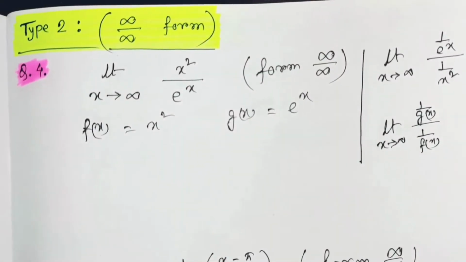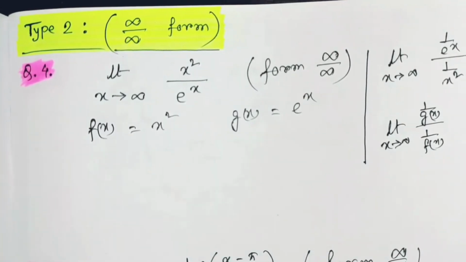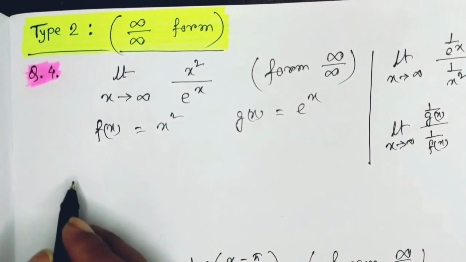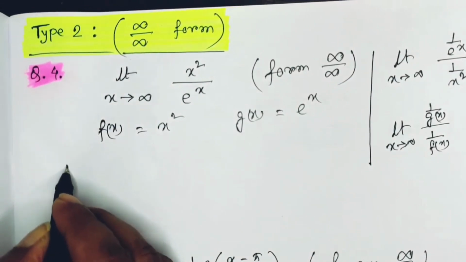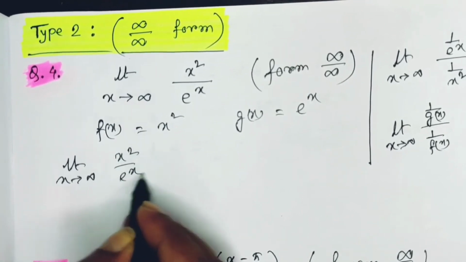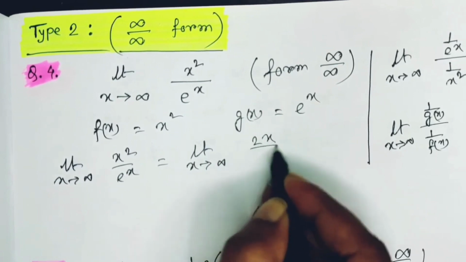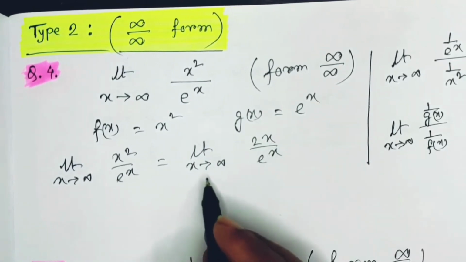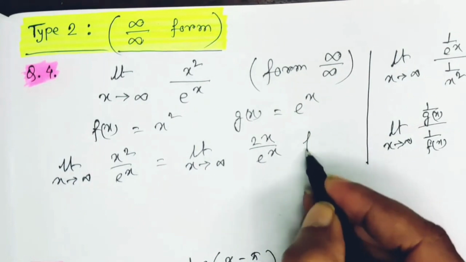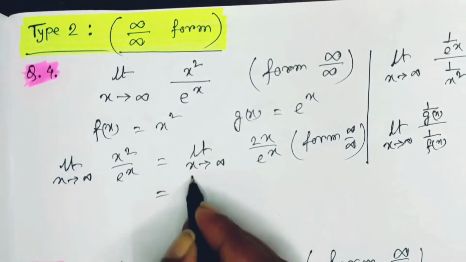So I told you that if the form is infinity by infinity, then we will do the same process. No change is required. That means it is not at all required to convert it into the 0 by 0 format. So if we do so, then here we shall find the limit x tends to infinity of x square divided by e to the power x. We take the derivative of the denominator and numerator both, so that we shall find this one. And now if we substitute, it is again in the form of infinity by infinity, yes. So we repeat the process.